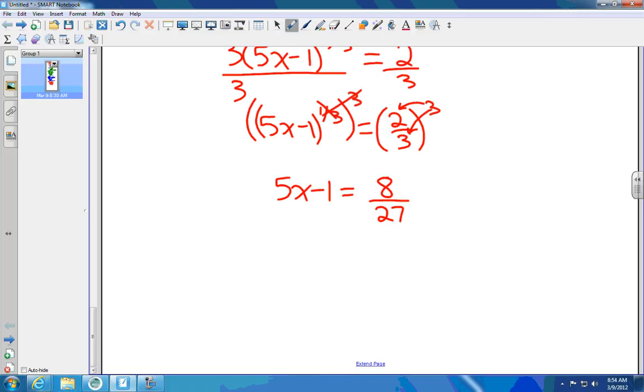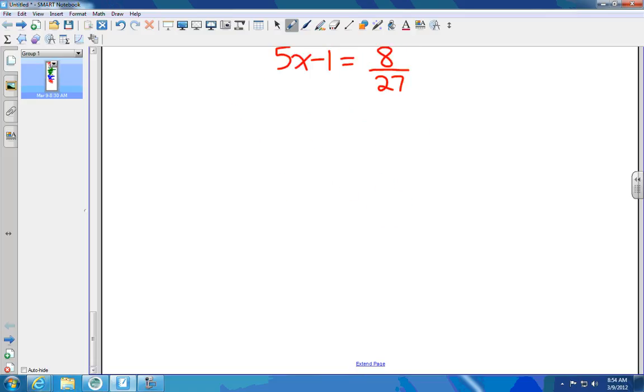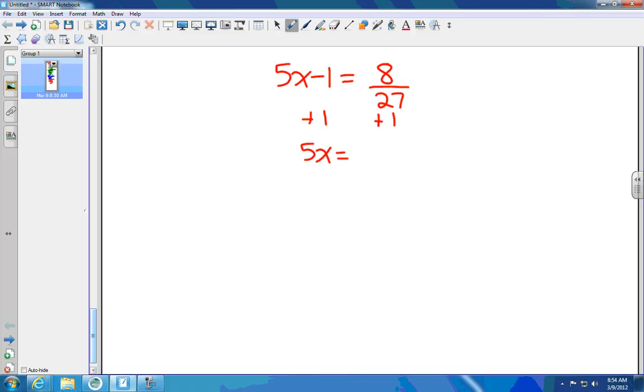Now we solve for x. We solve that for x. Divide by 5. Add the 1. Keep it in fractions in your calculator. So 8 over 27 plus 1 is 35 27ths. Divide both sides by 5. Again, keep it in fractions. 7 over 27.